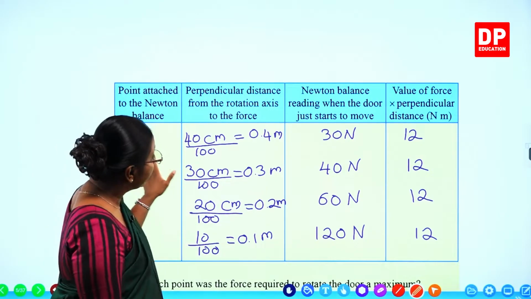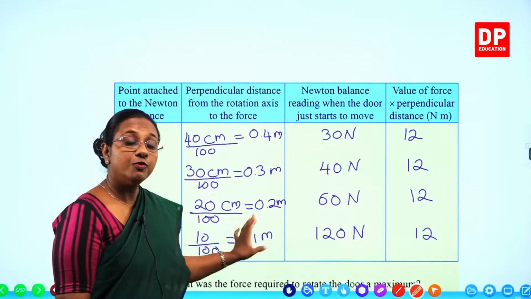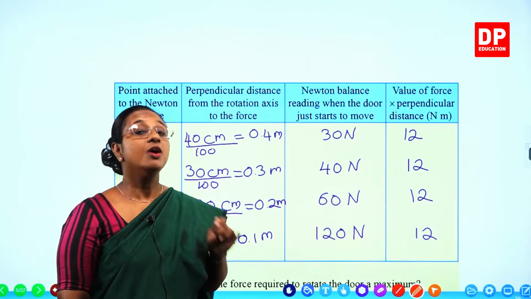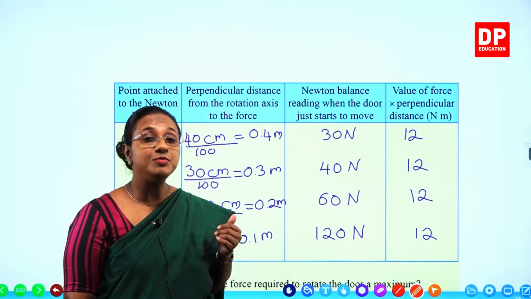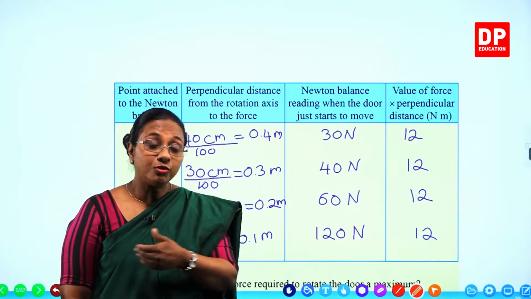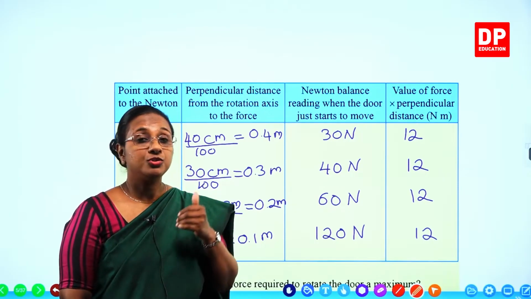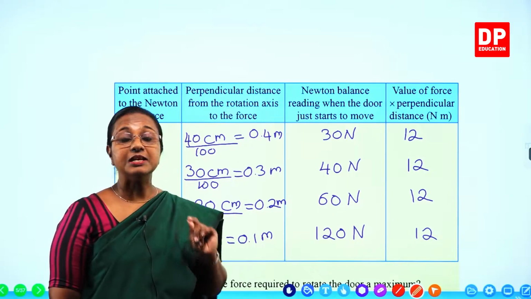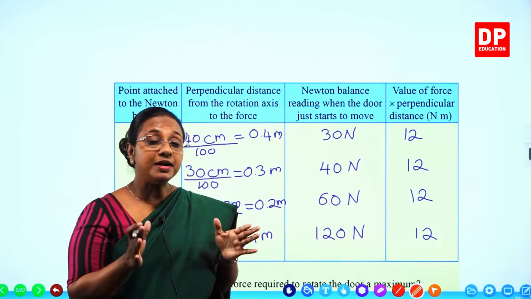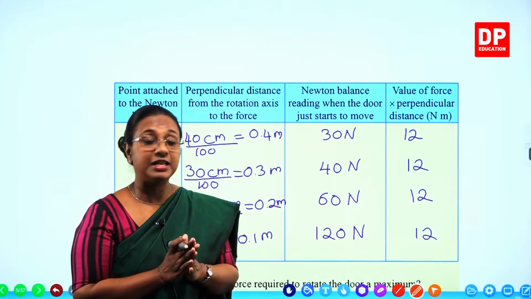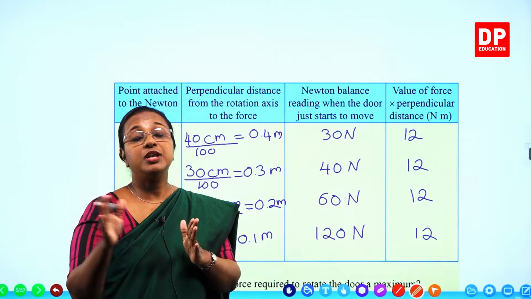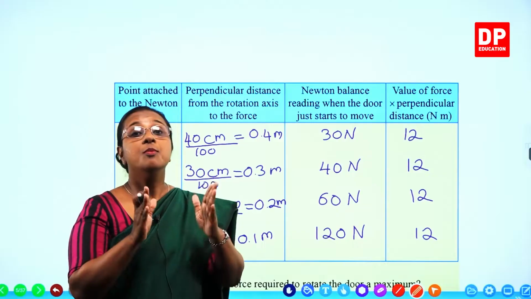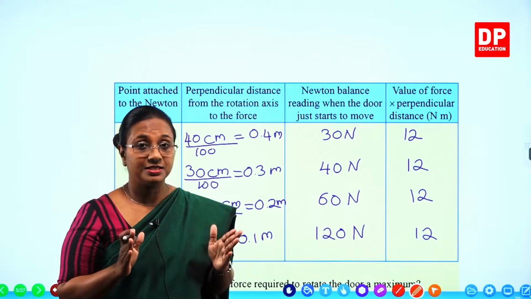But when you multiply the values, force into perpendicular distance, you always get the same value. Why? Because we are trying to open the same door. We are trying to rotate the same object. So to do that, not only applying force, but there needs to be a certain perpendicular distance. And the product of the force into perpendicular distance from the rotational axis to the point of application of force is what we call moment of force or moment.